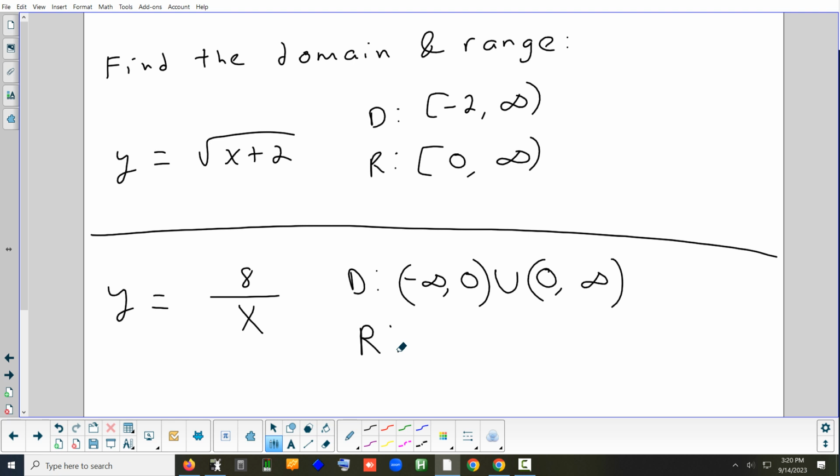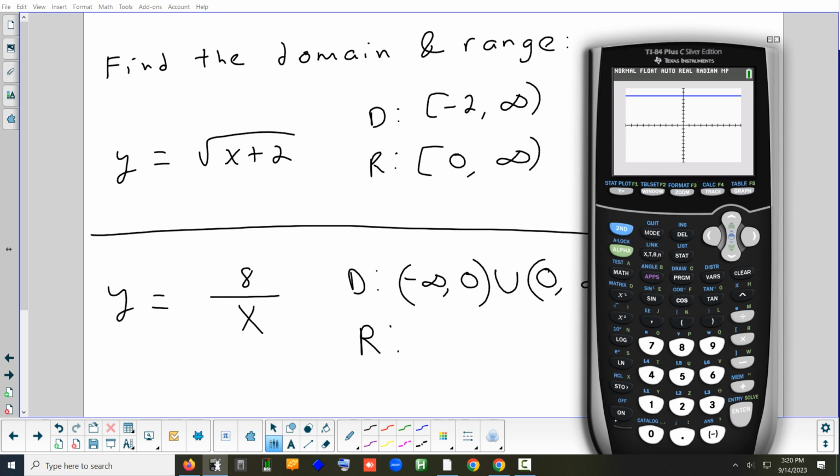Okay, now let's think about the range. And it might be helpful to draw it so we can see what's going on there. So 8 divided by x. Well, we know we can't use 0. So that type of graph, that's a hyperbola because it has 2 curved branches. It's actually a hyperbola on a 45-degree angle.